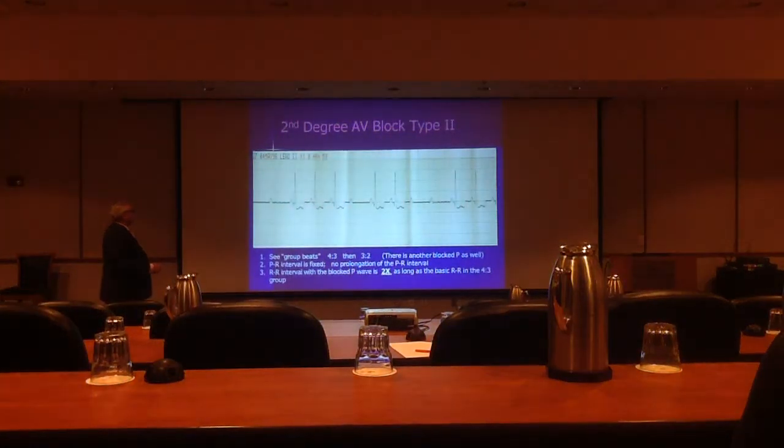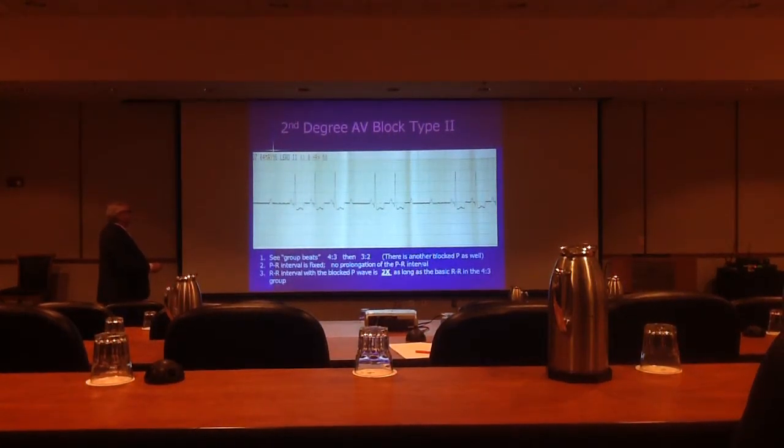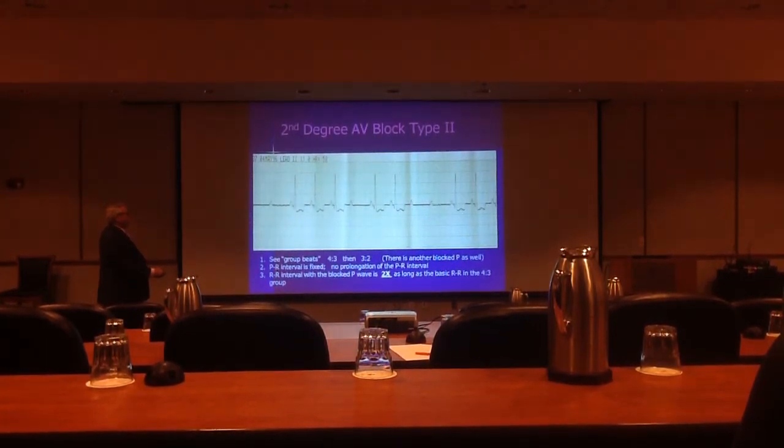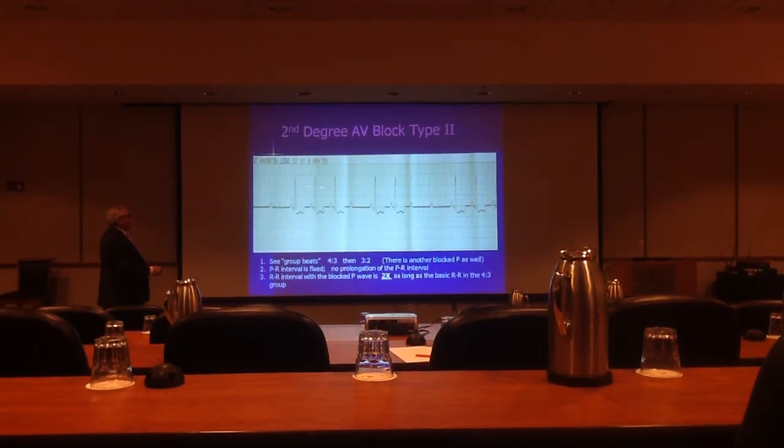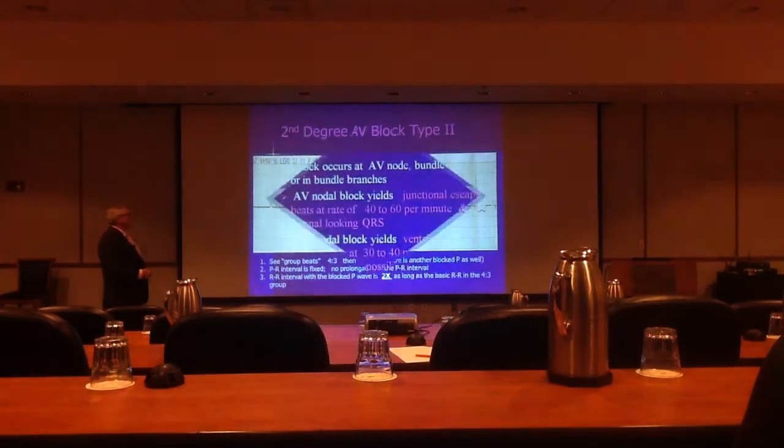And that's what's happening here. So you see a group of beats, 1, 2, 3, P wave and it drops. 1, 2, 3, and a P wave and it drops. If I measure this PR interval, it's fixed. It does not change at all. And then you'll get a P wave with a dropped beat. If I measure this interval here, that equals this interval. If I measure this interval from here to here, that's twice this basic RR interval. So that's the difference between a second degree AV block type 1 and a second degree AV block type 2.